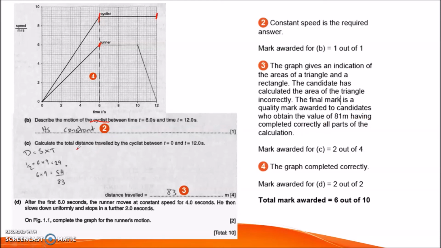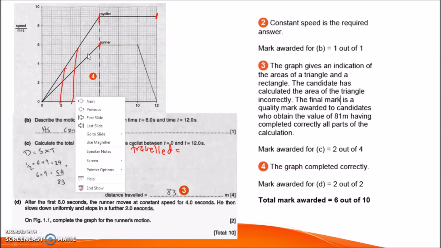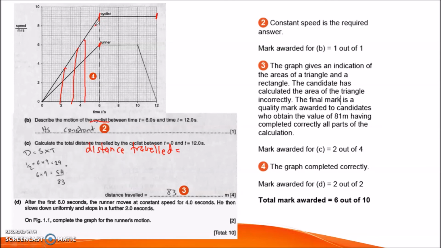So basically this one we have to calculate the distance travelled by the cyclist. For a speed time graph, the distance travelled is equal to the area under the graph. If you look at here, the area under the graph is this one for the cyclist, up until here. You have this area, so basically it is a trapezium. You can calculate in one shot, or you can divide into two areas. Here I want to calculate in one shot. So distance travelled is equal to area under the graph.